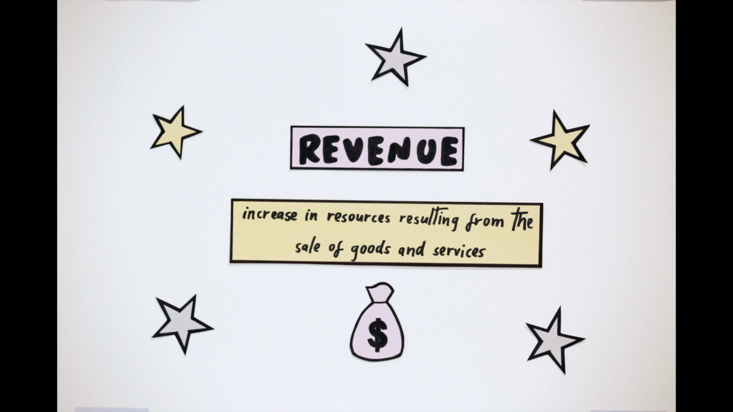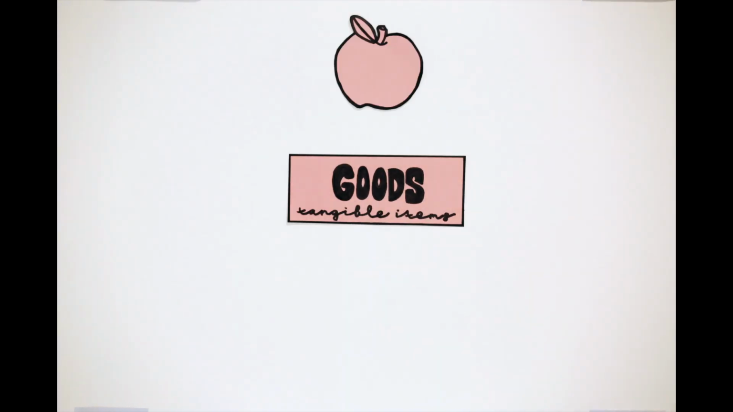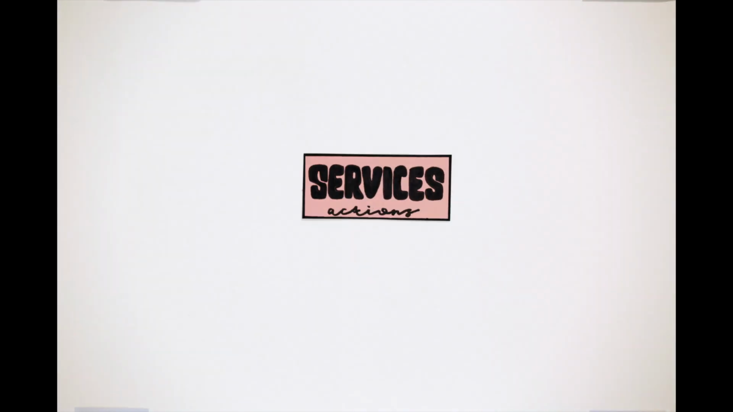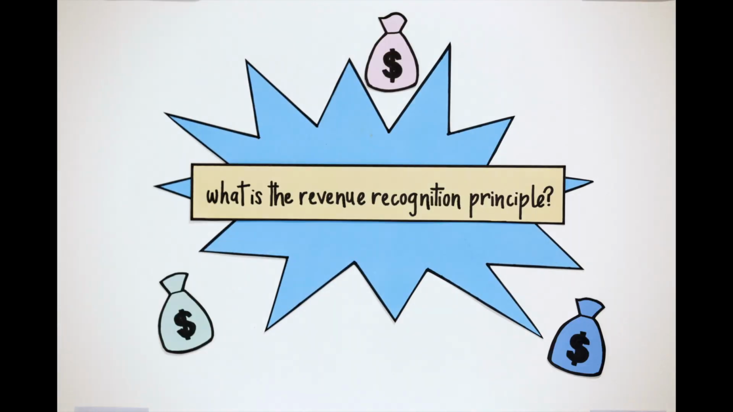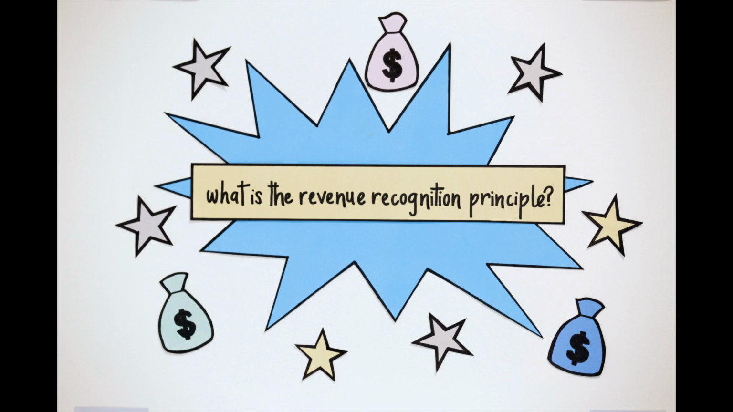So goods refer to tangible items such as food, clothing, and furniture, whereas services refer to an action or activity provided, such as getting your hair cut, going for a medical checkup, and receiving mail delivery, just to name a few. So now that we have clarified revenue, let's talk about the revenue recognition principle.